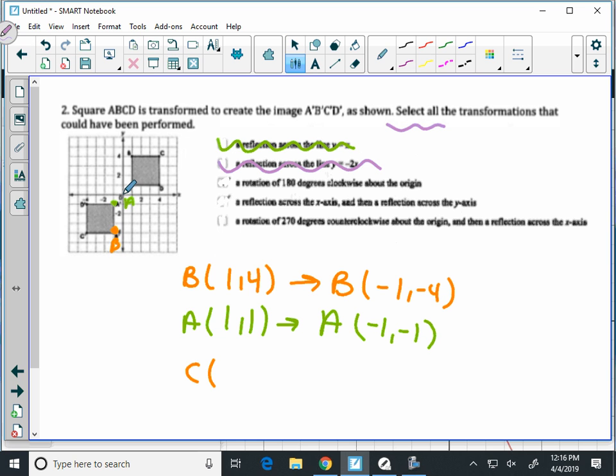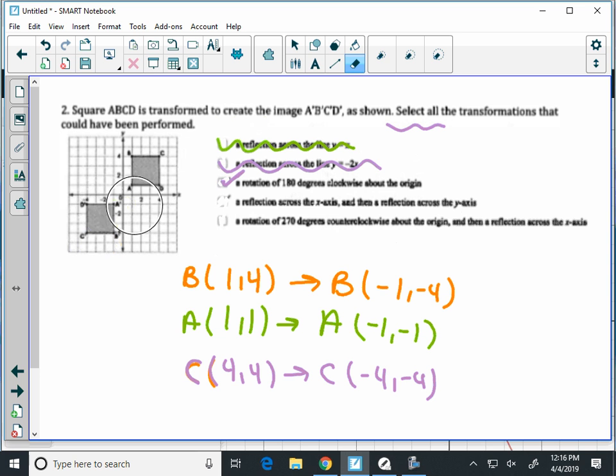Make that perfect. Color code it a little bit better. C is located at 4, 4. Again, 180, no flip. Just change the sign of both. And C mapped up with C prime. That means D has to map up. So is this an answer? Yes. Let's try the next one.